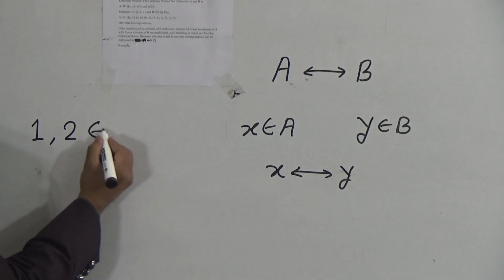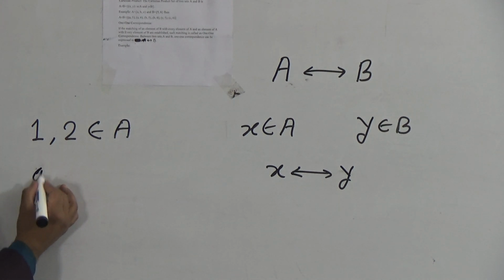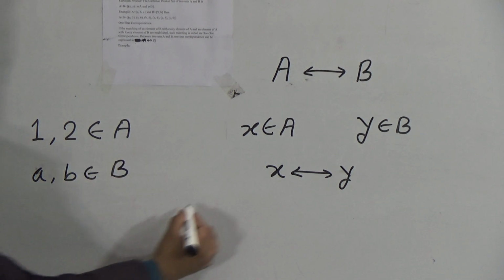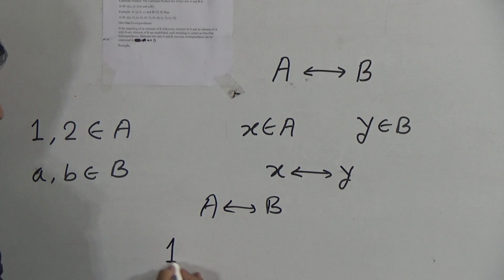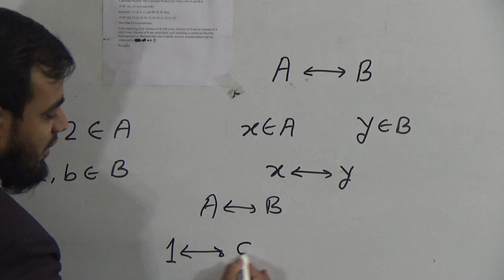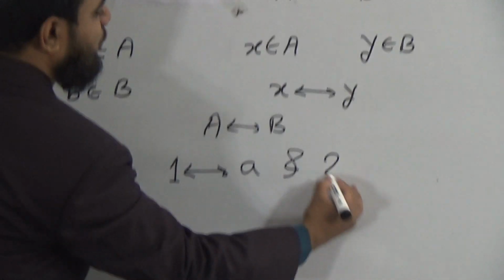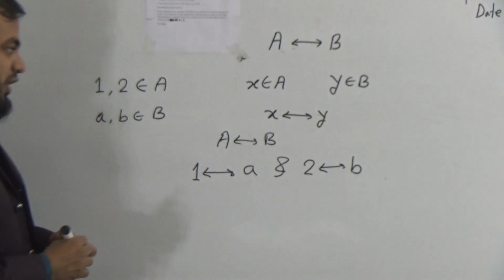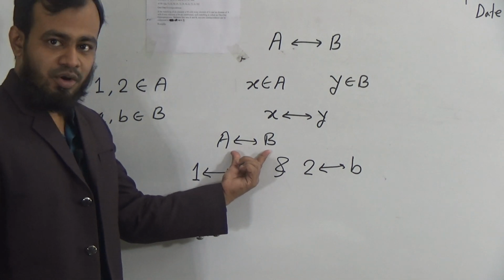Suppose there are two elements, 1 and 2, which belong to the set A, and A and B are two elements belonging to set B. If we write down A is one-one correspondence to B, then 1 must correspond to A, and 2 must also correspond to B. Then we can call that A is one-one correspondence to B.